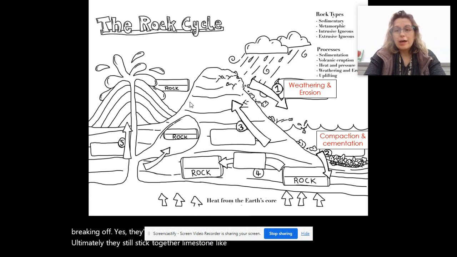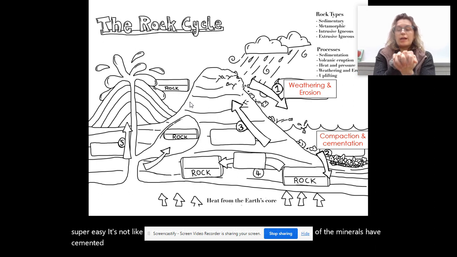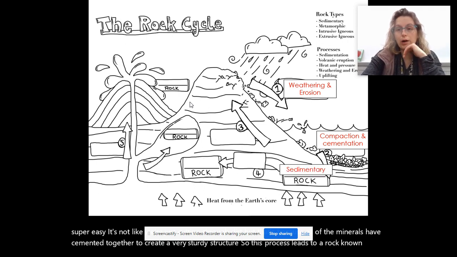Limestone, like we talked about, is not going to break apart super easy. It's not like we're just cutting through dirt. That's because all of the minerals have cemented together to create a very sturdy structure. So this process leads to a rock known as sedimentary rocks.